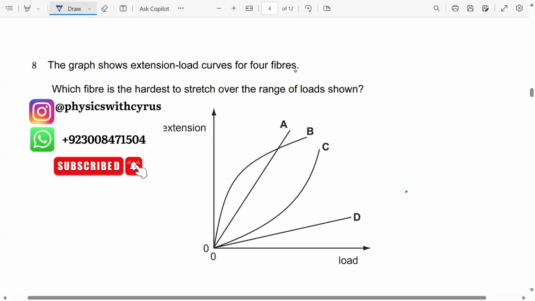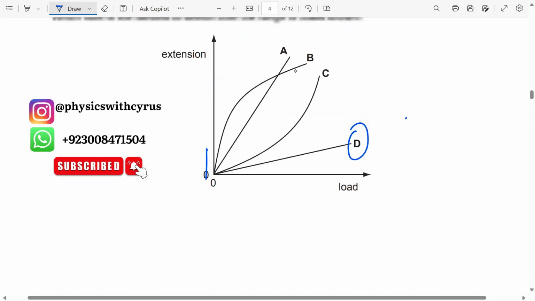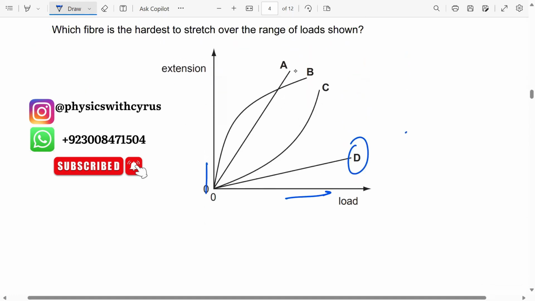D है सर. It's harder to extend. लोड बढ़ाते जा रहे हैं, एक्सटेंशन थोड़ी सी होगी. D is the answer. लोड बढ़ाते जा रहे हैं, एक्सटेंशन बहुत कम हो रही है.